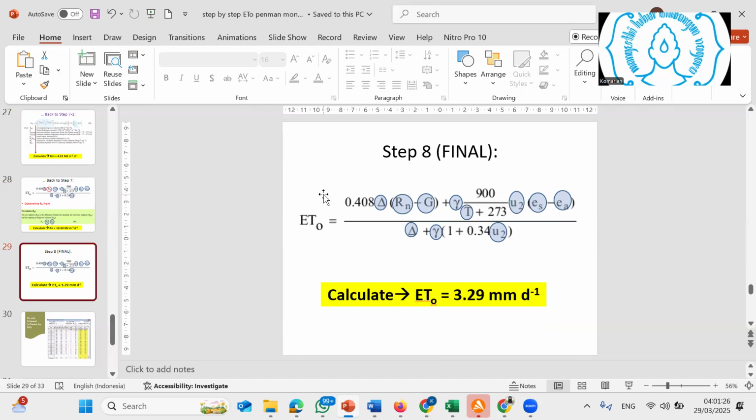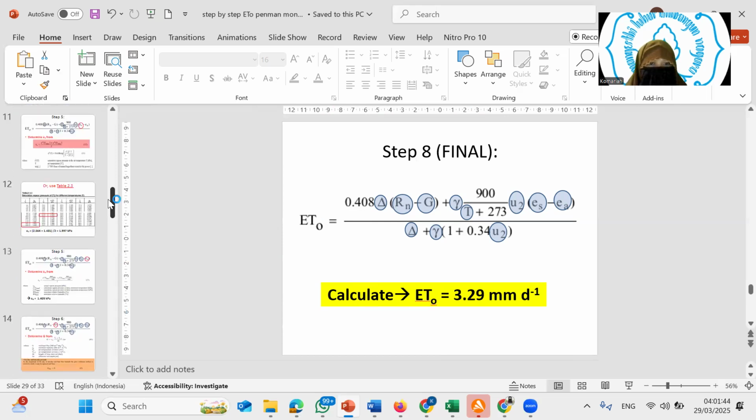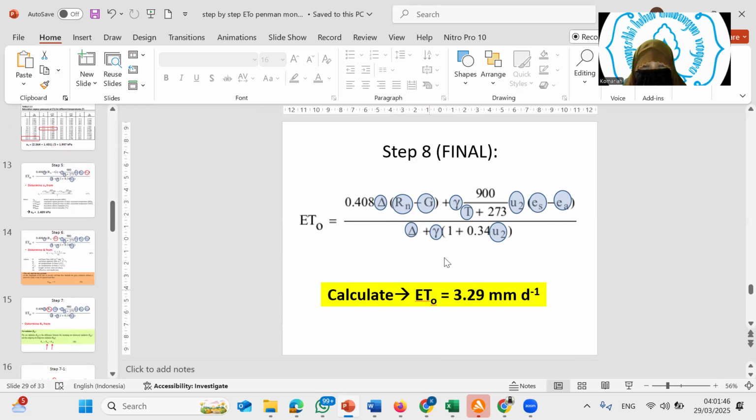And then after that, the final one, we calculate all. So we got that this reference evapotranspiration is 3.29 millimeter per day. So I will give you the assignment, and please use this step by step to calculate the reference evapotranspiration. Thank you.